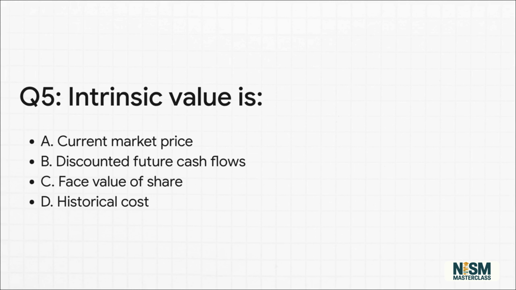The correct answer is option B, discounted future cash flows. Simply put, intrinsic value is just the estimated true worth of a business. We calculate it by projecting the future expected cash flows of the asset and then discounting them back to what they'd be worth today, their present value.